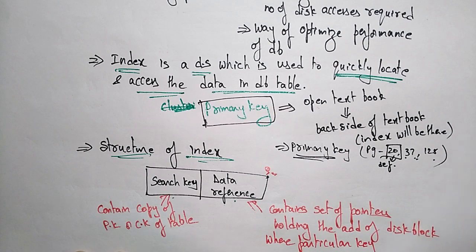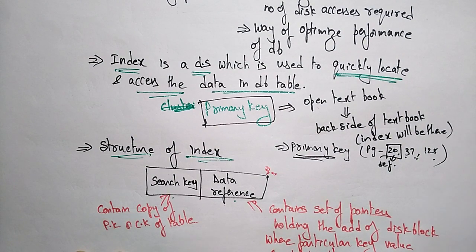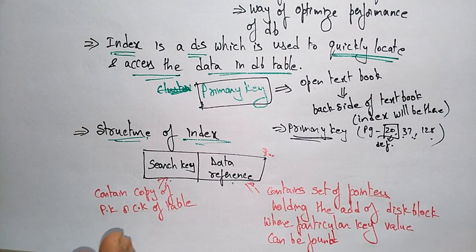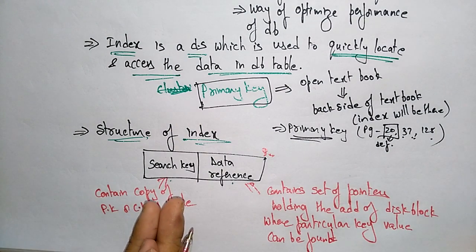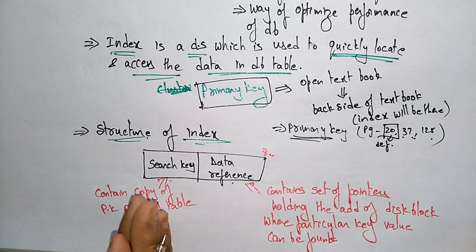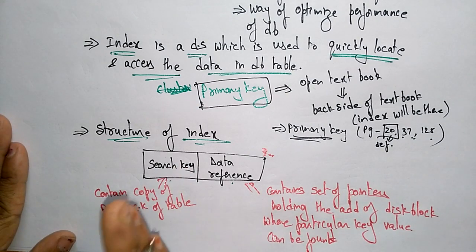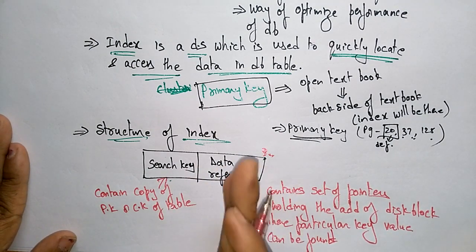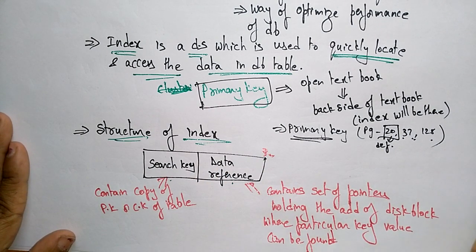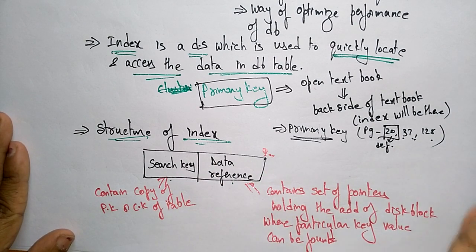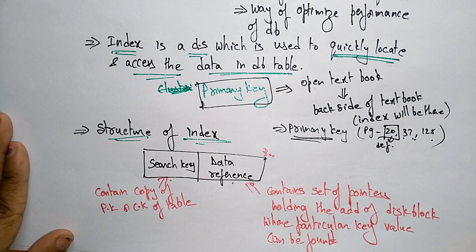the disk block where a particular key value can be found. Okay, if you search in that particular disk block, you will find whatever key value we are searching for. So this is the structure of index. It consists of the search key, on which item we are searching for that particular data item, and the pointer to the data item, that is, the location where that particular key is present. So this is the structure of index.